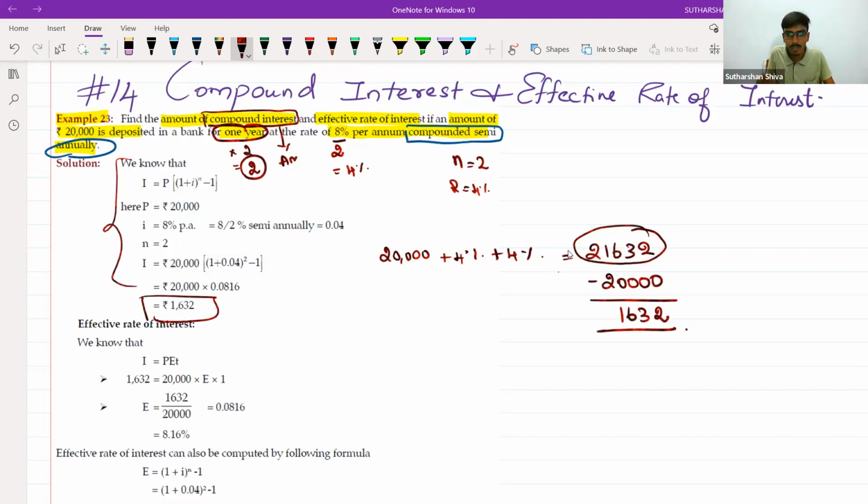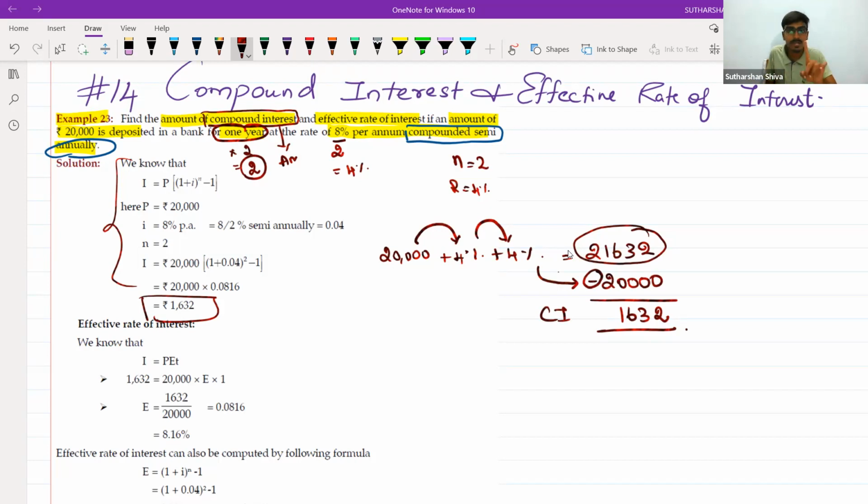Okay, first thing what you need to do: press 20,000 in calculator plus 4% plus 4%, then minus 20,000, you will get compound interest. அப்ப effective rate of interest என்ன? Effective rate of interest is independent of principal, எடுக்கணும்னு அவசியம் இல்லை.